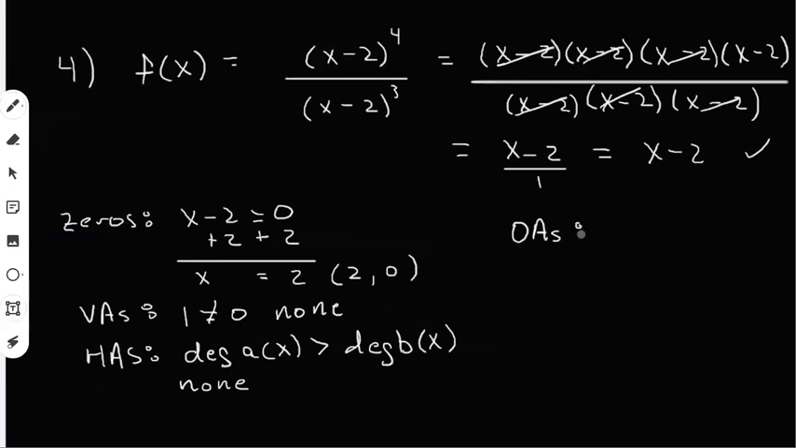Our oblique asymptote is going to be y equals x minus 2. Y equals x minus 2, because we're just going to get a line. That's what we got right here, right?